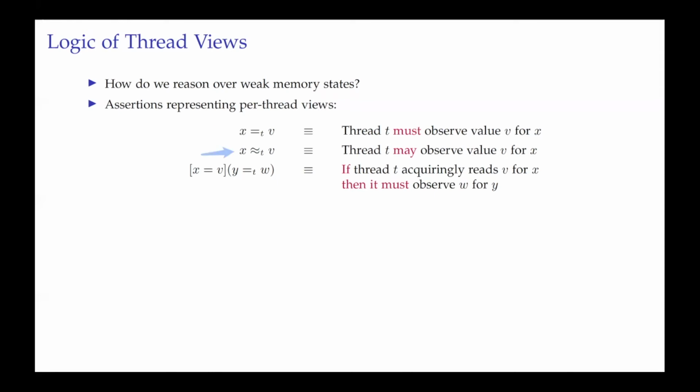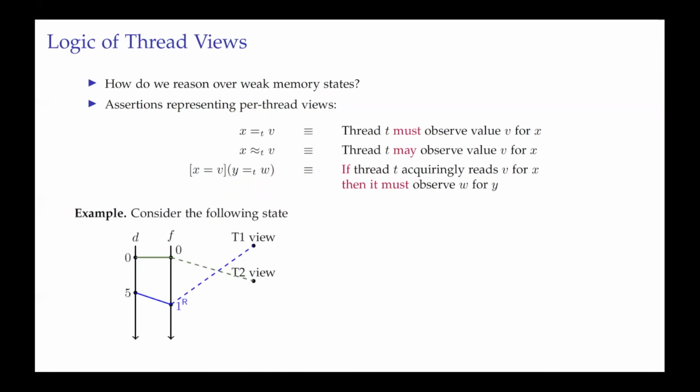We also have a possible value assertion which tells you that thread T may observe the value V for the variable X. The more interesting assertion is the conditional value assertion. This assertion is over two variables, X and Y, and it encapsulates the basic premise behind value transfer through release-acquire synchronization. The assertion holds if we're in a state such that if thread T reads the value V for X using an acquiring read, then we will be in a state such that thread T must observe the value W for Y. I'll explain this through an example.